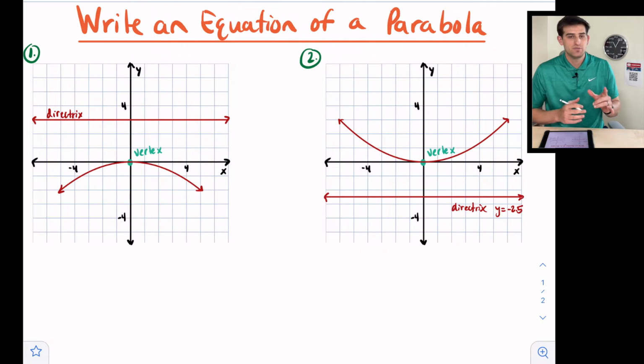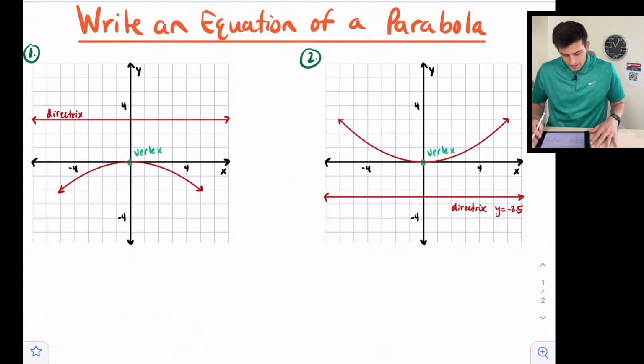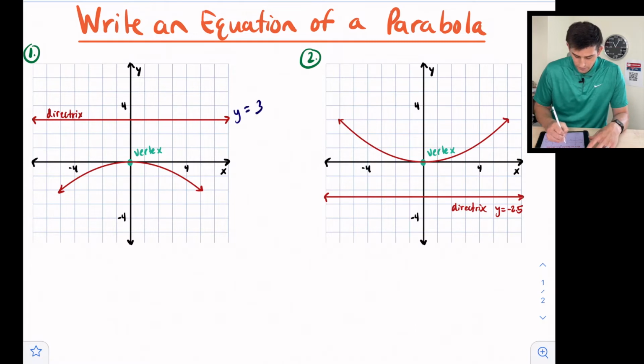We're going to look at 2 examples where we have a graph and then 2 examples where we just have some information about the directrix or the focus and the fact that the vertex is at the origin. Okay, so let's look at number 1. We have our parabola that is opening down, and so we know that it's going to be y equals. And we have our directrix that is listed at y equals 3, okay?